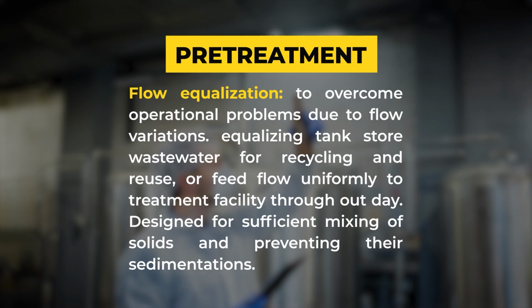The next method is flow equalization. Why is this important? Because in a food processing industry, liquid waste is not produced in equal quantity throughout the day, throughout the operational time. So, to overcome the operational problems due to flow variations, equalization is very important. The flow rate should be uniform. For that purpose, an equalizing tank is used, which can store the wastewater for recycling and reuse, and also feed the flow uniformly to the treatment facility throughout the day. This is also designed for sufficient mixing of the solids, which also prevents sedimentation.